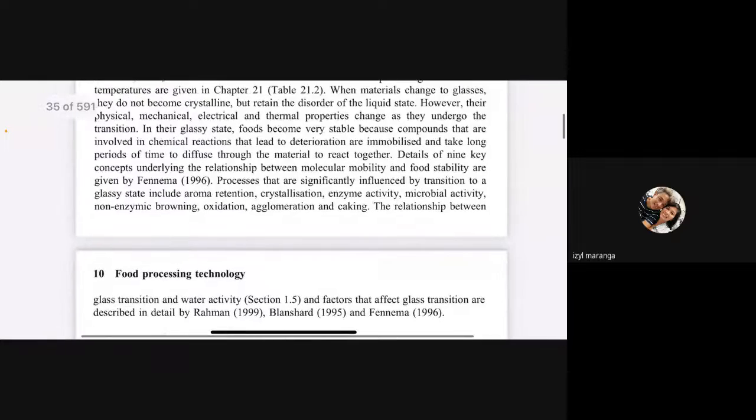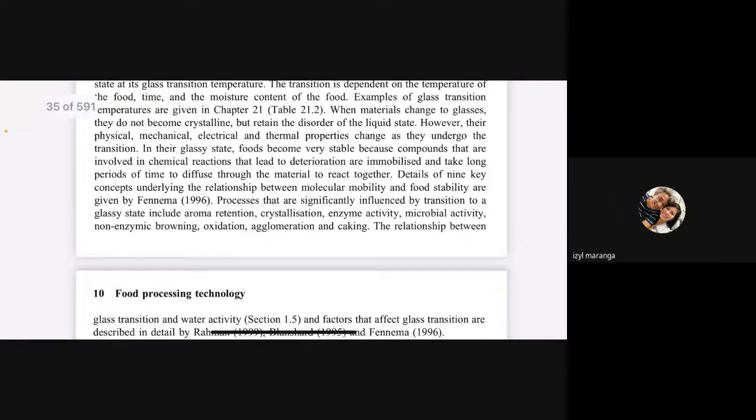So, there are also other, no, details of nine key concepts underlying the relationship between molecular mobility and food stability, given by Fennema. So in this process, the glass state includes aroma retention, crystallization, enzyme activity, microbial activity, enzymatic browning, oxidation, and agglomeration and caking. So ito yung mga involved na processes for that.